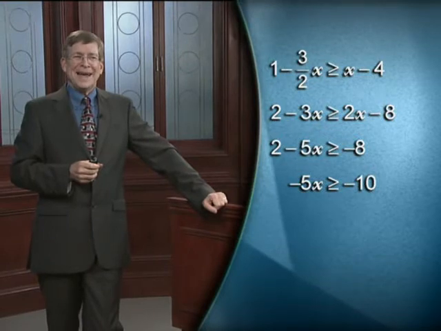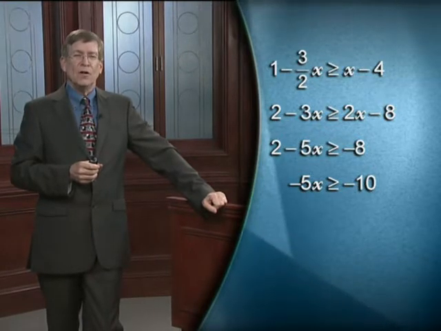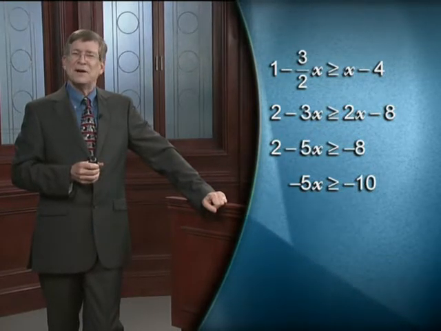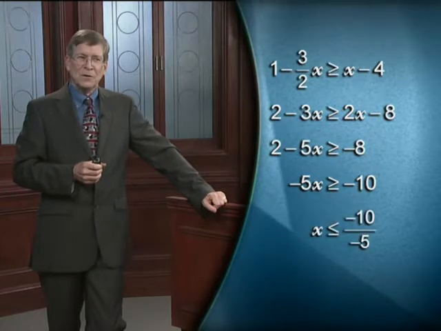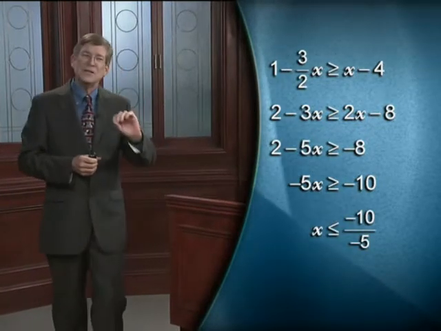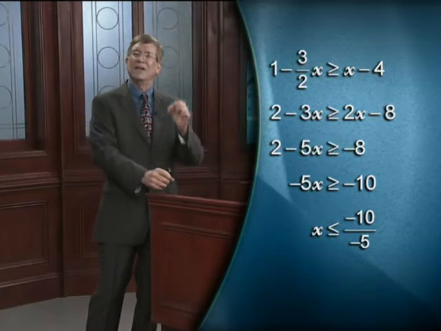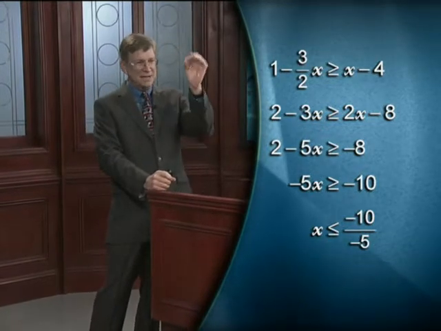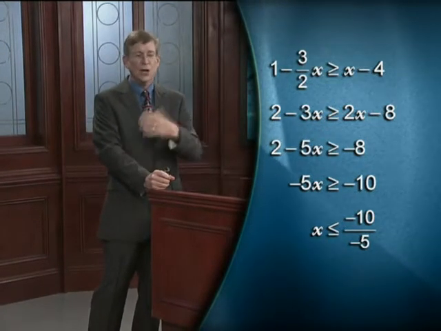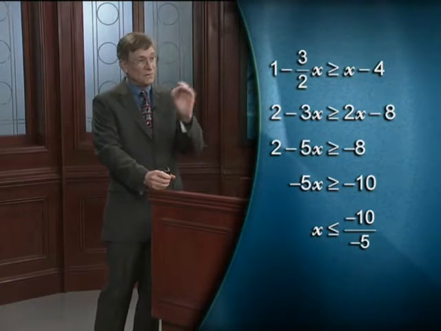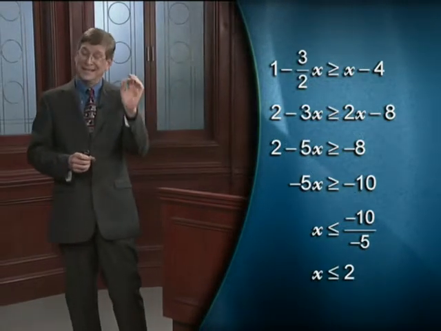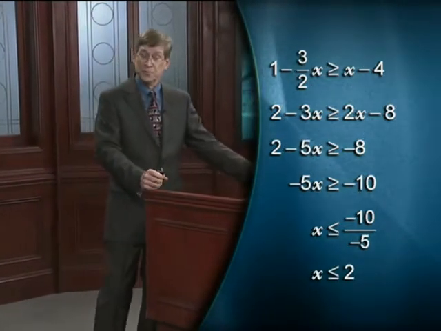And I want to get x all by itself, all lonesome. Well, I have to divide by minus 5, don't I? When I do that, I reverse the inequality. So x is now less than or equal to minus 10 divided by minus 5, which of course is equal to 2. So the final answer is x less than or equal to 2.